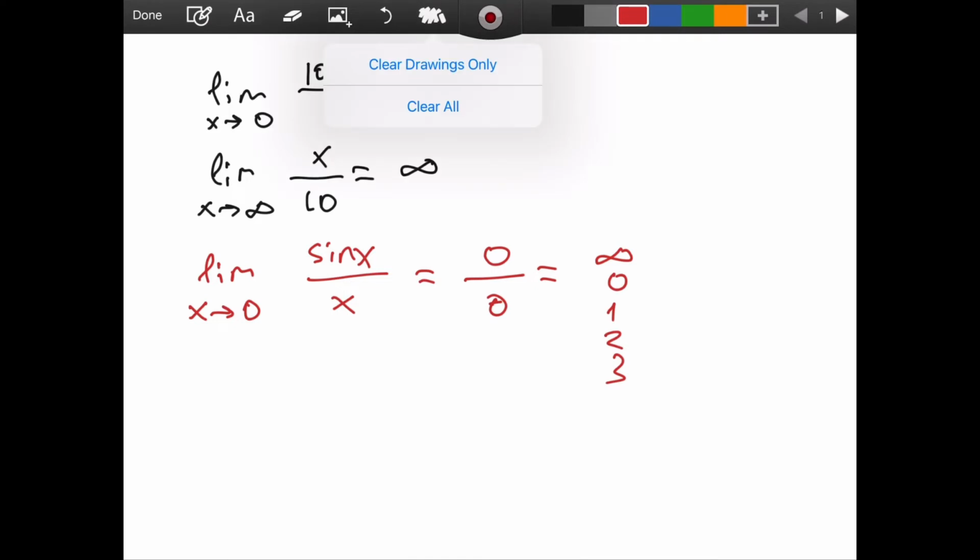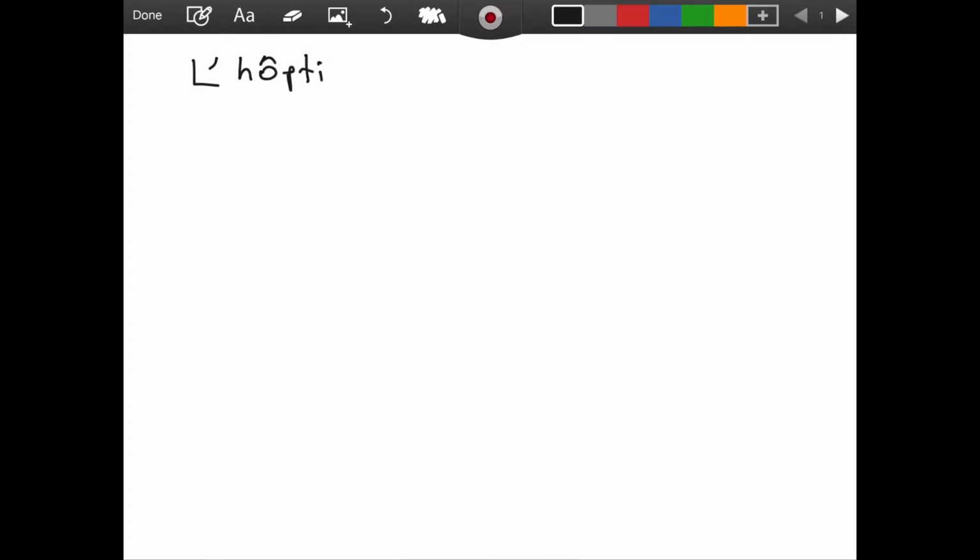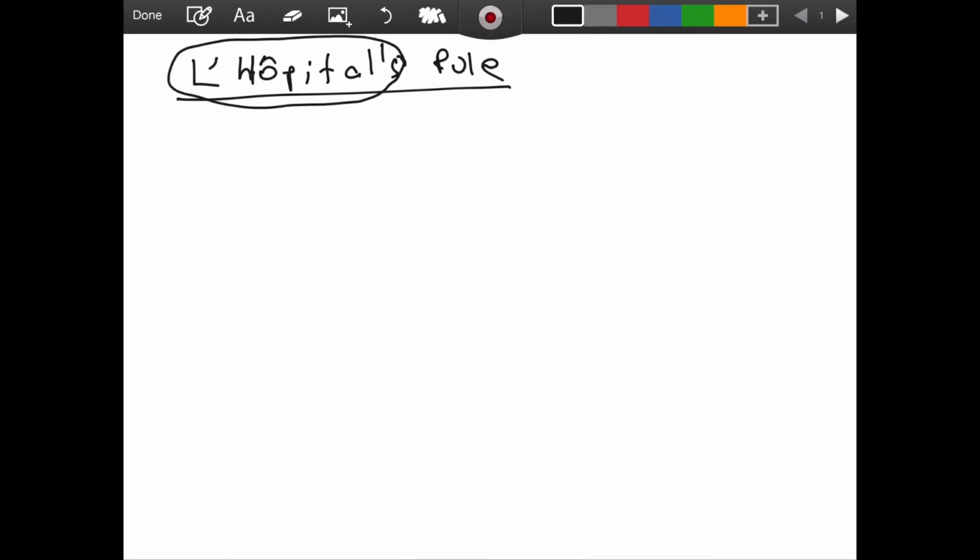Alright, so let me clear the drawings and I'm going to now introduce the rule itself. So it is L'Hopital's rule. Wow, I couldn't spell it. It is an I, L'Hopital's rule, and this H is capitalized. Also, there are different pronunciations of the word, different ways that it is written, but this is the way that I'm going to write it in this video. I think it's a nice rule.